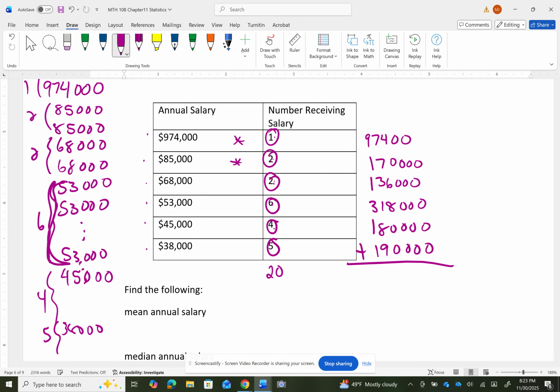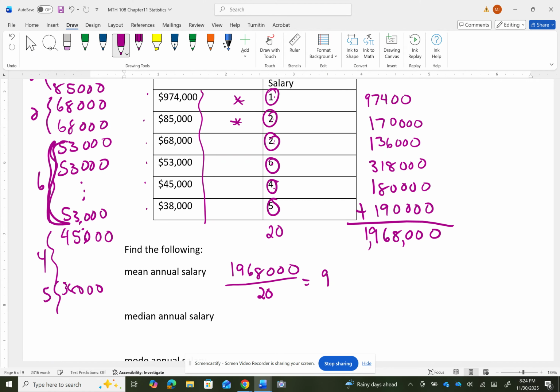All right, so now if I'm doing the mean, I've already added up all of the salaries for all 20 of those people. And even though you're only seeing 6 here, you only have 6 different salaries. That's really the total for all 20 people. So you need to divide by 20, and you come up with the mean annual salary being $98,400.